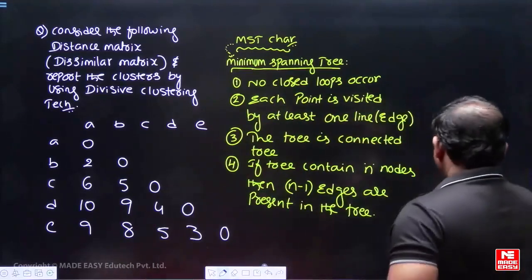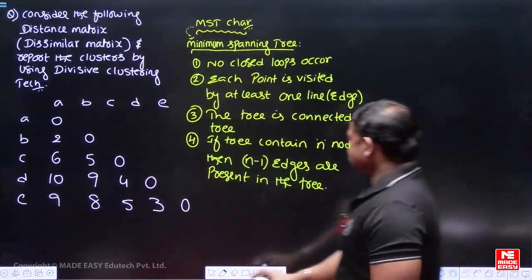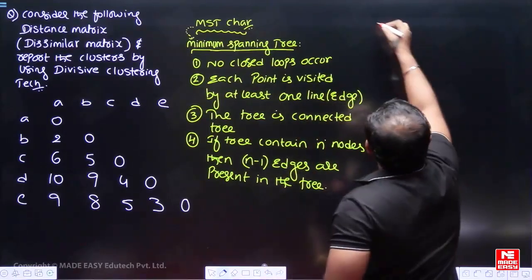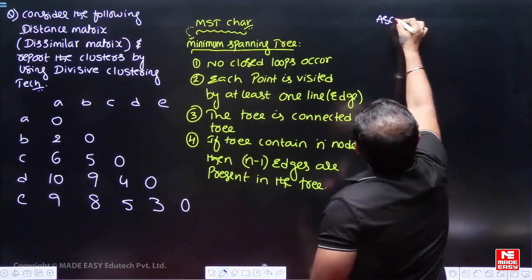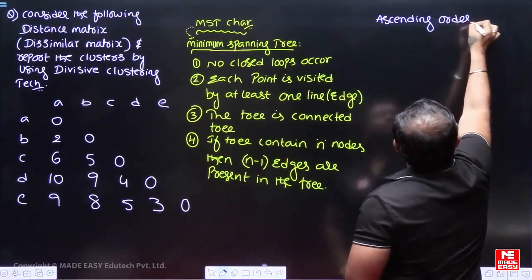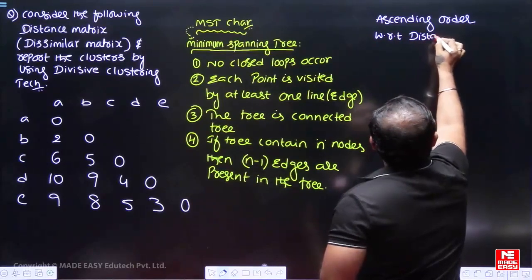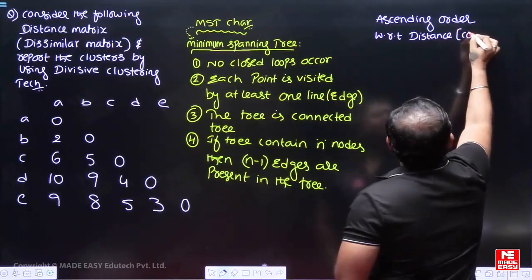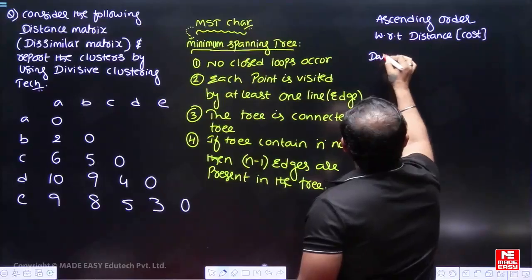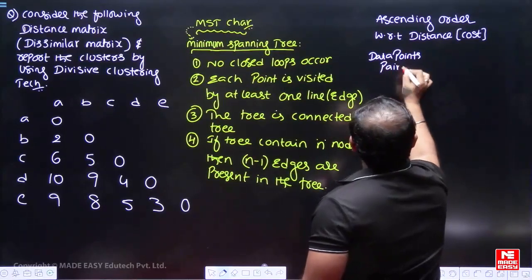Now apply the procedure. You already know the steps. Arrange the given data into ascending order with respect to distance. Here you call the distance a cost. A pair of data points is called an edge.